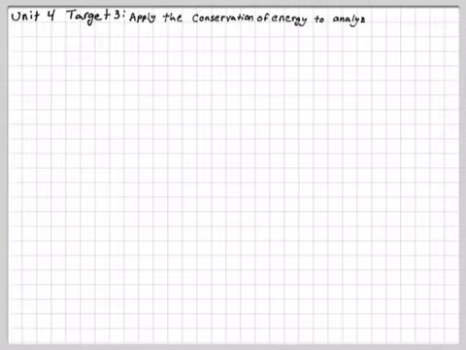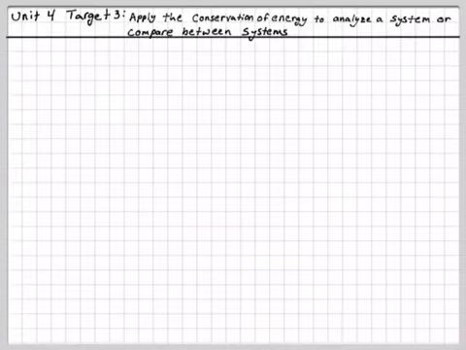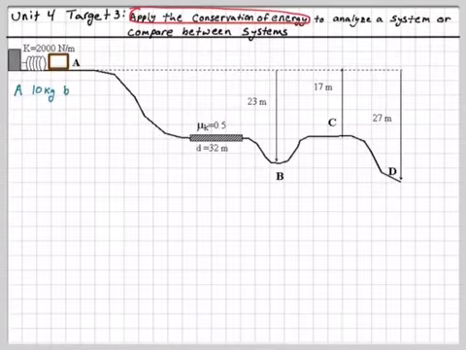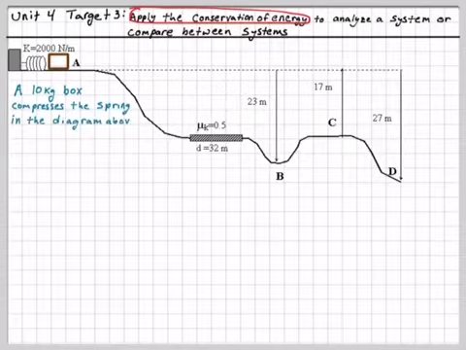Hi everyone. Today we're going to look at Unit 4, Target 3, which is applying the conservation of energy to analyze a system or compare between systems. Specifically, in this video, we're going to focus on applying the conservation of energy. I think it's best to look at conservation of energy in the context of a problem.